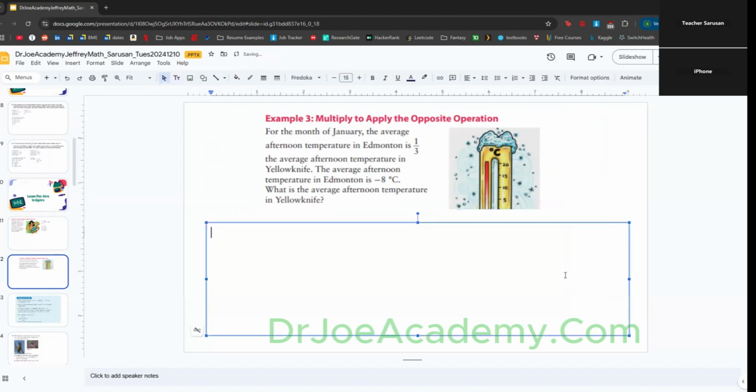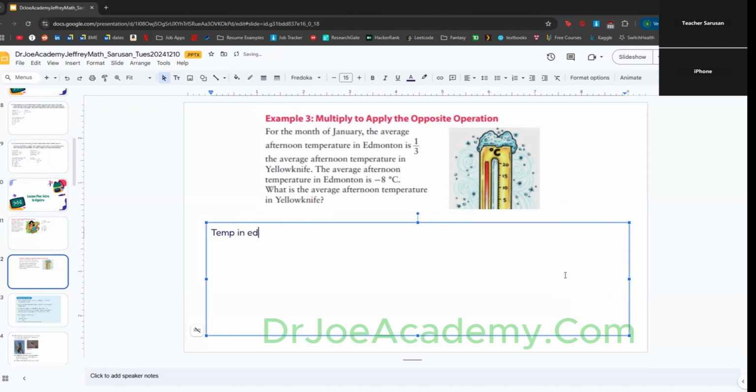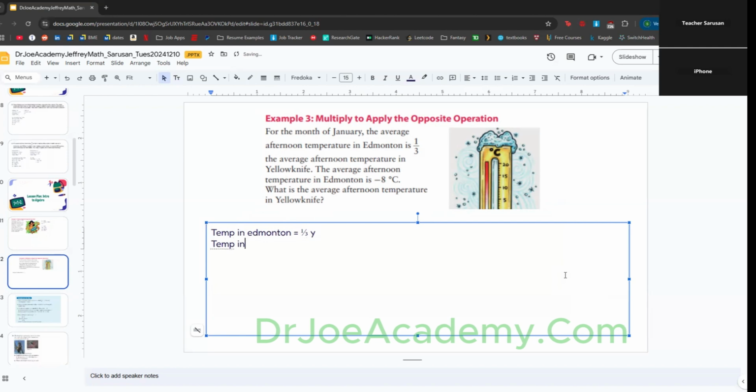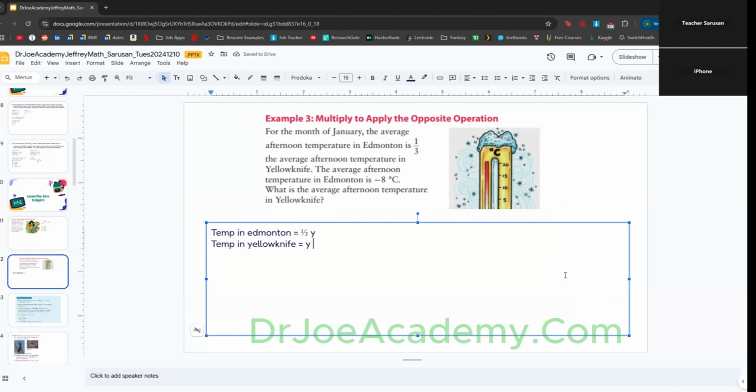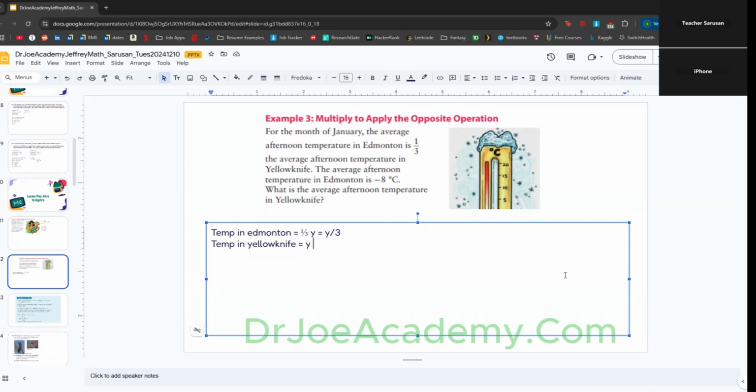So what do we know so far? That the temperature in Edmonton is 1/3 the temperature in Yellowknife. Yep, very good. 1/3 of Yellowknife, we'll call it Y. Wait, so wouldn't 1/3 just be divided by 3? Yep, we can say Y divided by 3. Both of them make sense. And the temperature in Yellowknife, we'll call it Y. And what else do we know?